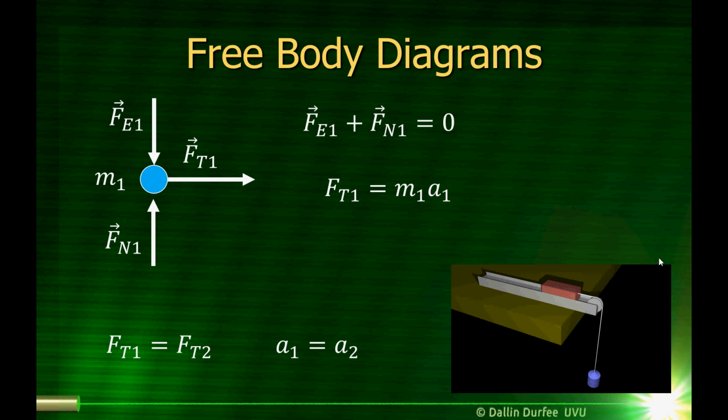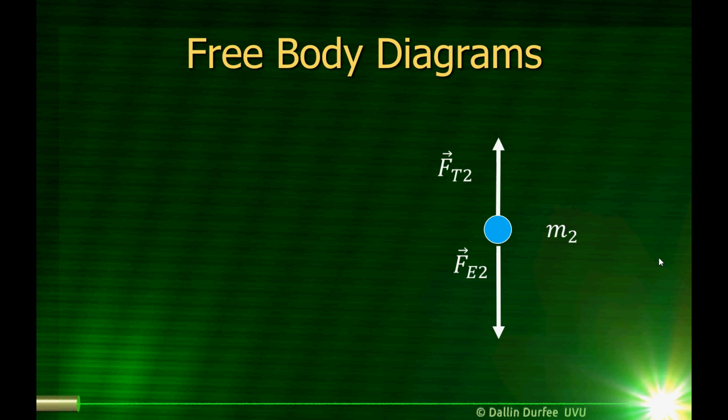Now, we have to be careful about sign conventions, because as the cart moves to the right, the weight moves down. So I'm going to define positive motion for the cart to be to the right and positive motion for the mass to be downward. Okay? Now, let's look at the free body diagram of mass 2.